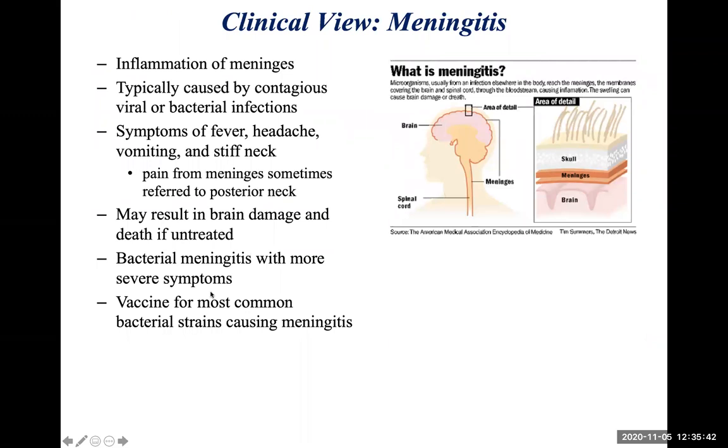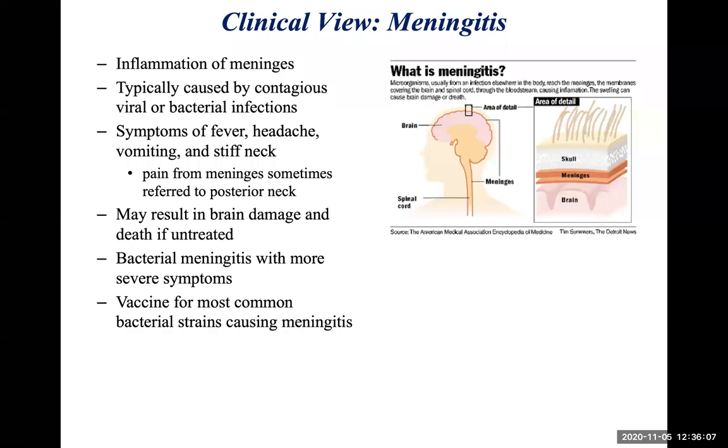Okay. And then meningitis is another important clinical view associated with the central nervous system. Meningitis, the itis always means inflammation of. So this is inflammation of the meninges. It can be due to some kind of pathogenic assault, can be viral in nature, bacterial in nature.